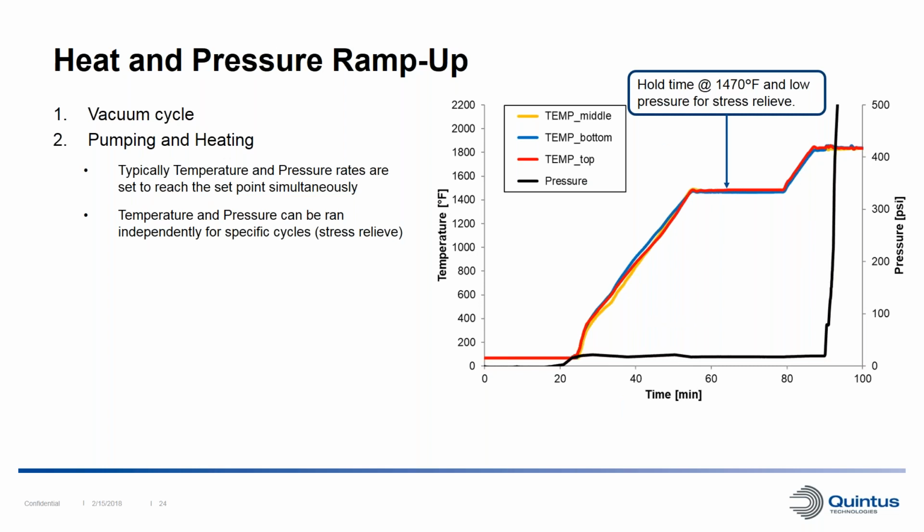I just want to mention here also that a stress relief can be incorporated in the HIP cycle, and normally you don't have to do it at low pressure. You can normally do it at the typical HIP pressures as well. But in this case, we wanted to do it at low pressure, and this is just an example to show the flexibility of the system.